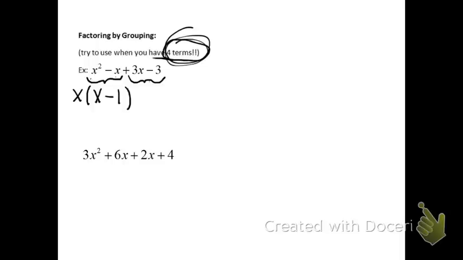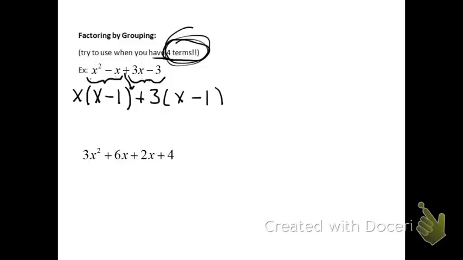And again, if I distribute that, x times x is x squared, x times negative 1 is negative x. So that's the first part. I'm going to copy down the plus sign. Now I'm going to do the same thing for the second pair. I have a 3x minus 3. The GCF for a 3x and a negative 3 is just a 3. If I divide each of those terms by 3, 3x divided by 3 leaves an x, and a negative 3 divided by 3 leaves a negative 1.